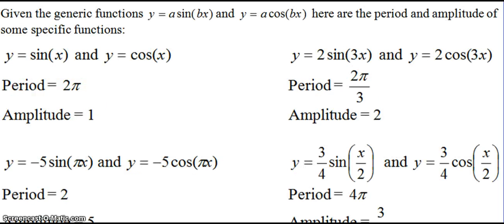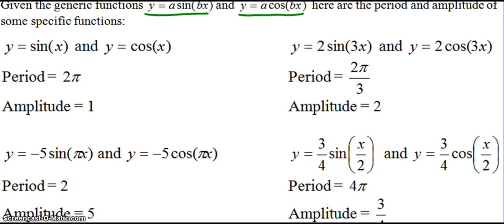So here, if we have some generic function, y equals a sine bx, or y equals a cosine bx, I've given 4 different examples. These are on your sheet or in your packet as well. And I've given the period and the amplitude for each example. So the generic function y equals sine x and y equals cosine x both have a period of 2 pi and an amplitude of 1. The function y equals 2 sine 3x and the function y equals 2 cosine 3x have a period of 2 pi thirds and an amplitude of 2.